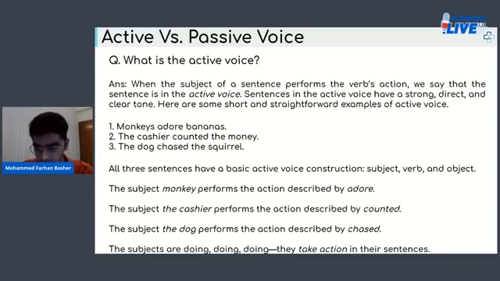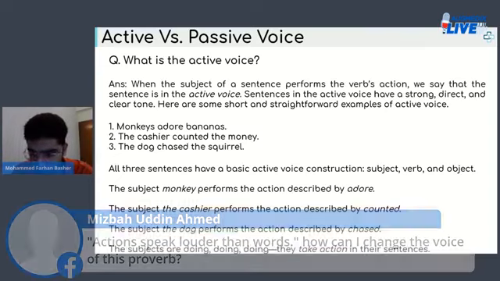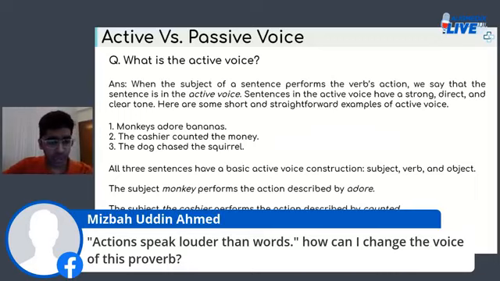Oh, we've got so many questions now. Ms. Bogdan is saying, actions speak louder than words. How can I change the voice of this proverb? All right, there are certain sentences in proverbs that need not be changed, that don't have to be changed, and they're better the way they are. And not every active sentence can be changed to the passive voice. There are certain sentences only that you can change and certain that you cannot.